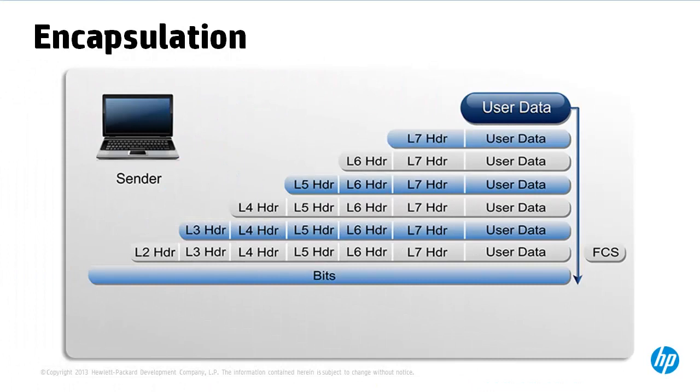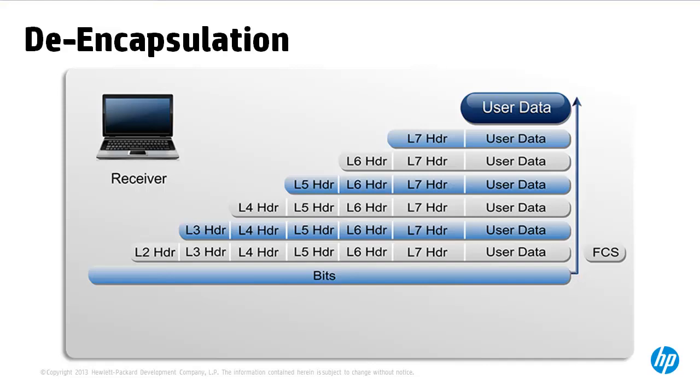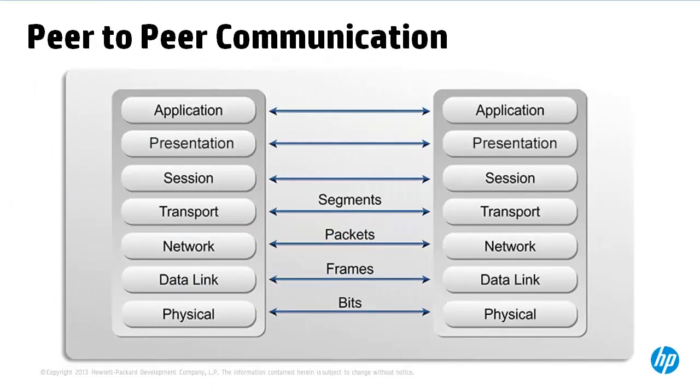So in summary, please note, on the sender, the data is transmitted down through the OSI model and encapsulated at each layer, and then physically transmitted across the wire. At the receiver, the data is de-encapsulated at each layer of the OSI model until we have the original data, which is then used by the application. What's important to note is that because of encapsulation and de-encapsulation, each layer of the OSI model only communicates with the equivalent layer on the other device.